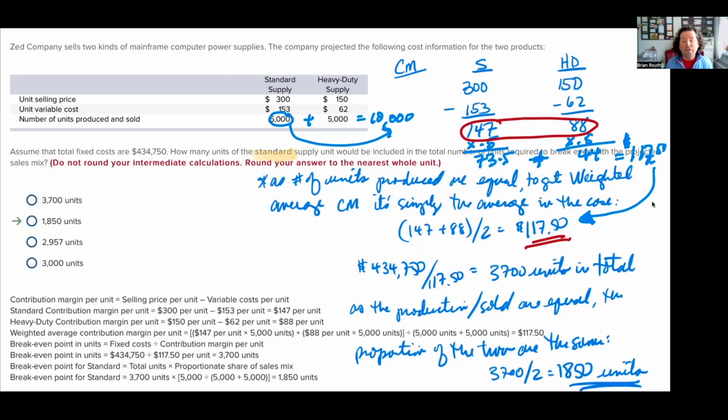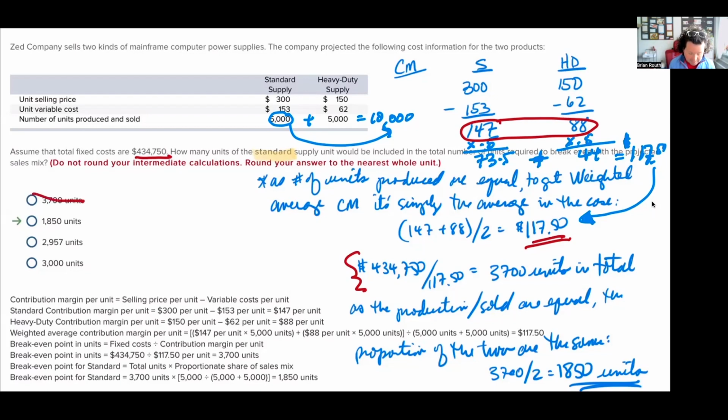So to answer the question being asked, we need to first find the break-even point. Remember the formula for break-even point. It's fixed cost divided by contribution margin. In this case, it's the weighted average contribution margin. So our fixed costs were $434,750. We're going to take that number and divide it by our weighted average contribution margin that we just found, 117.50, and that gives us those 3,700 units in total to break even.